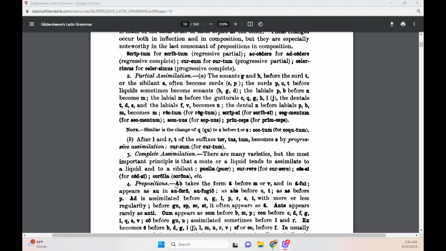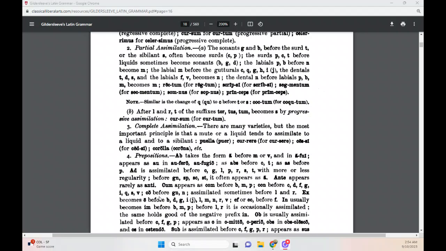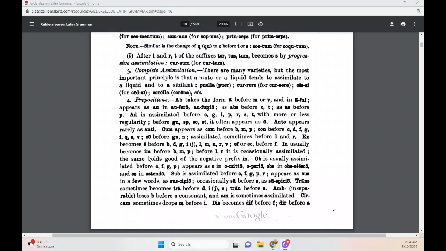Likewise, whereas sometimes ab drops the b and becomes a, there are also times where ab adds s and becomes abs before c and t. It can even become as before the consonant p. So you'll see this all the time, and we'll comment on it, but you have a list here, and you can see how helpful this is. You have the changes that take place to the preposition ab, the changes that take place to the preposition ad. We have ante, cum, ex, ob, sub, trans, ambi, and so on.